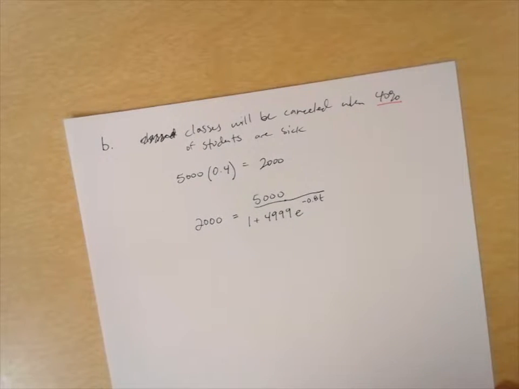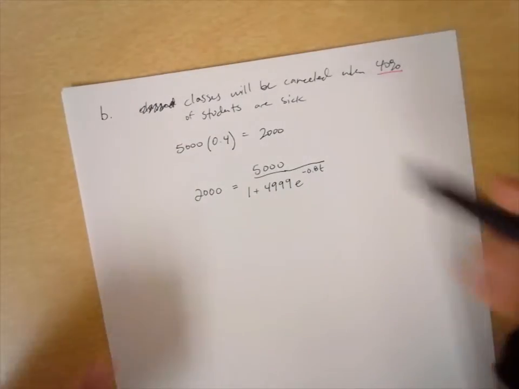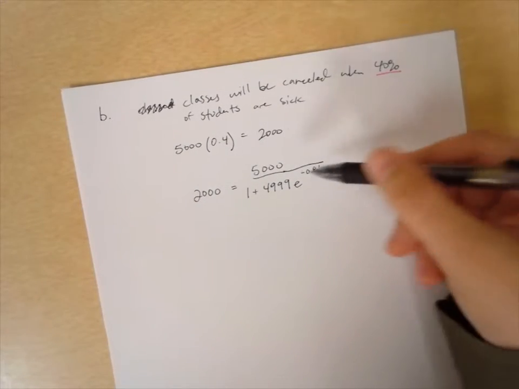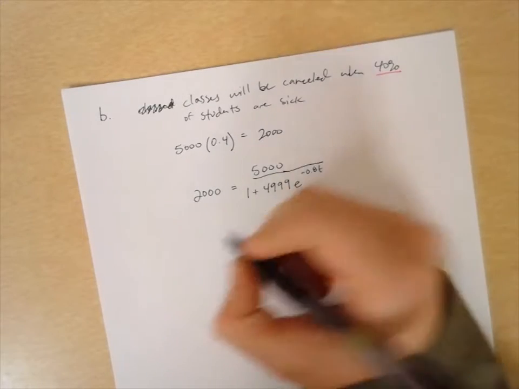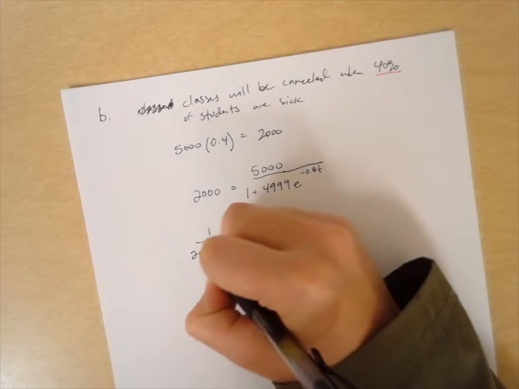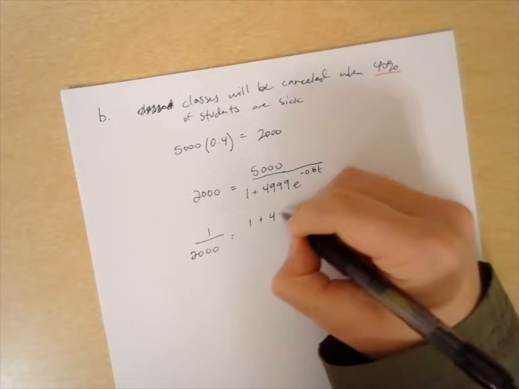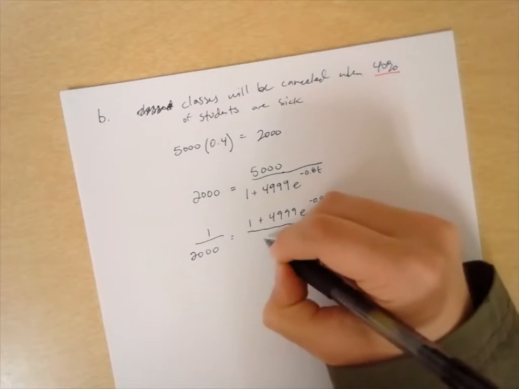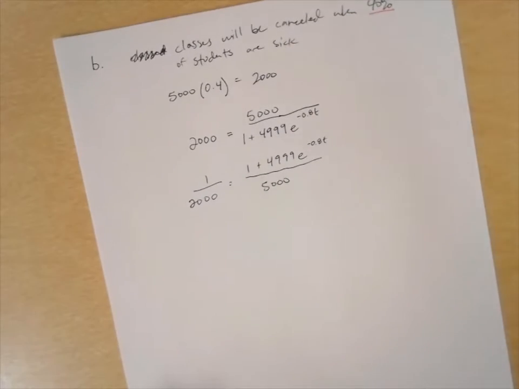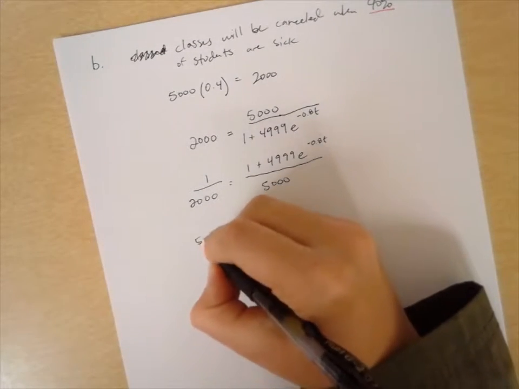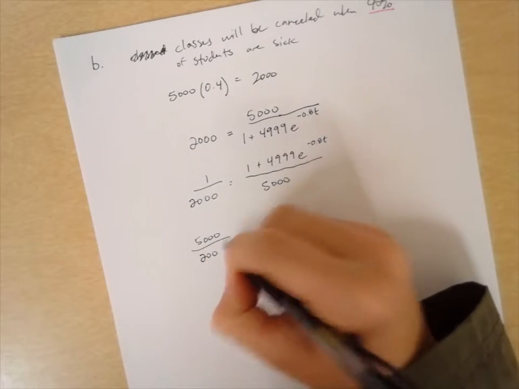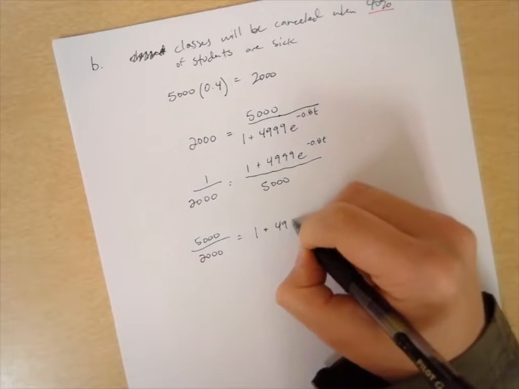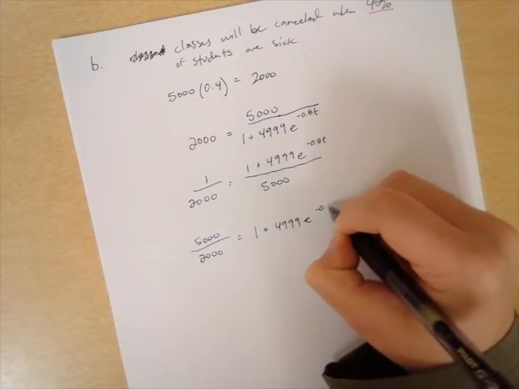And here is what we can do. We can sort of flip both of these fractions so that we aren't dealing with our variable on the bottom. And so we get 1 over 2,000 equals 1 plus 499e to the negative 0.8t all over 5,000. Now, if we multiply both sides by 5,000, we get 5,000 over 2,000. And then we get 1 plus 4999e to the negative 0.8t.